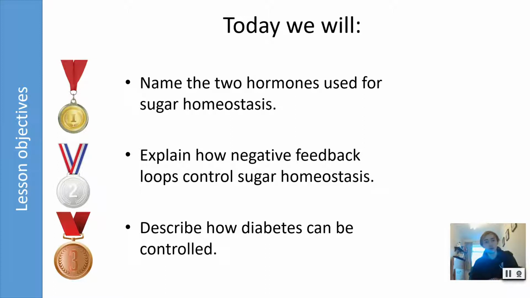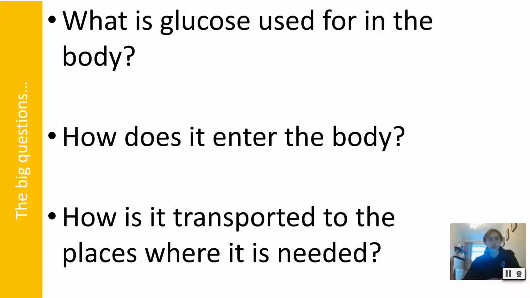So name the 2 hormones used for sugar homeostasis, one of which you will already know. Explain how negative feedback loops control sugar homeostasis, and hopefully remember what a negative feedback loop is from last lesson. And describe how diabetes can be controlled. That's a more interesting question. So, 3 questions here. I'd like you to write down the answers in as much detail as you can. I want full sentences. So glucose is used for what? Have a couple of minutes, 2 minutes. I'd like you to pause me, have a go at this.